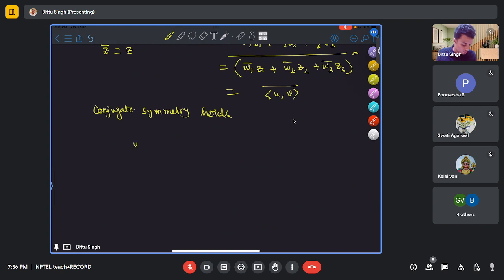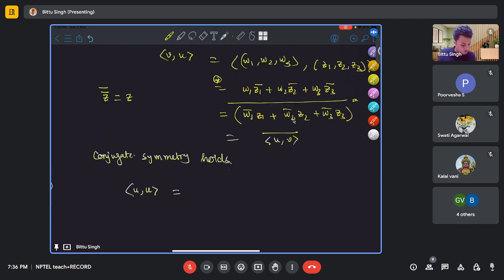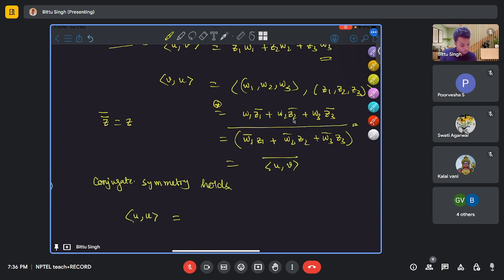We need to check another thing, that is the multiplication of the same thing, which will always be non-negative, as we usually see in real numbers. If you multiply two same things, it will always be non-negative. But for complex numbers, this property fails, because take i times i, which is negative 1, not a non-negative number. But for our modified version, will it hold or not? Let us check. By definition, u times u bar is the same as z1 z1 bar plus z2 z2 bar plus z3 z3 bar.